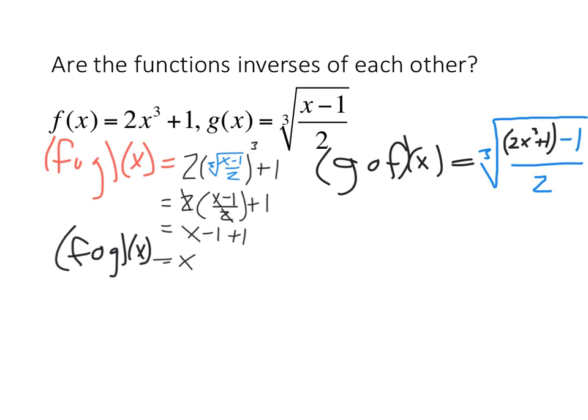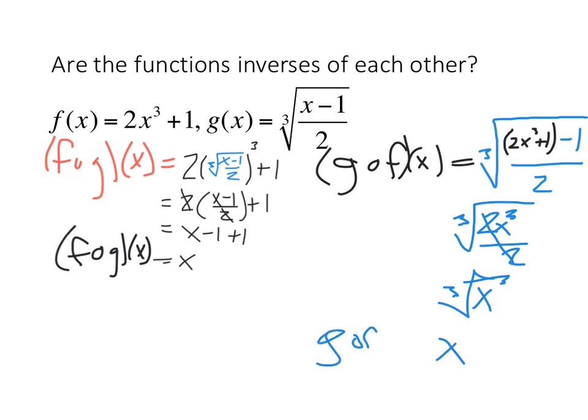So the first thing that I need to do is work the top of the fraction, so I'm going to end up having the cube root of 2x cubed over 2, because I just did positive 1 minus 1. Then I'm going to simplify these 2's, so I have the cube root of x cubed, and then the cube root and x cubed cancel each other out, so I end up with just x. So g of f of x equaled x. So since they both ended up equaling x, that verifies that f of x and g of x are inverses of each other.